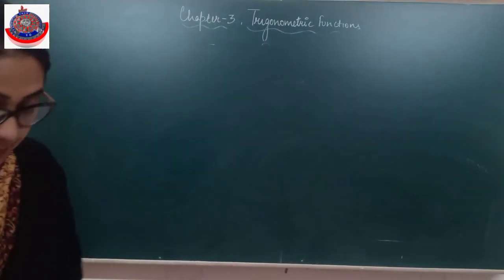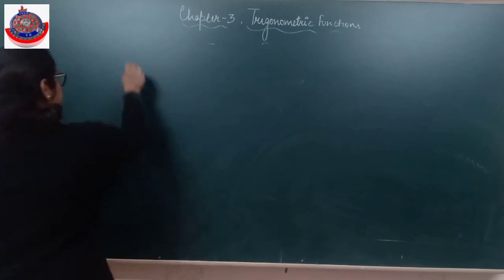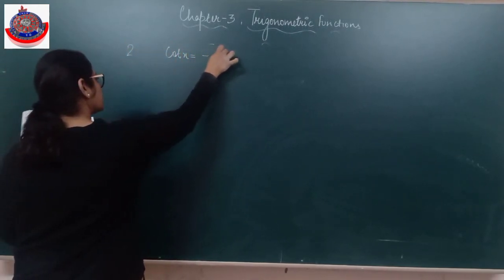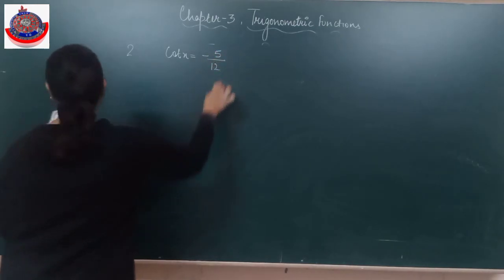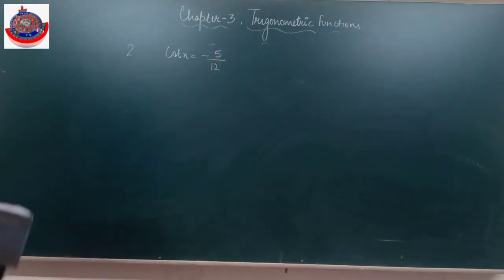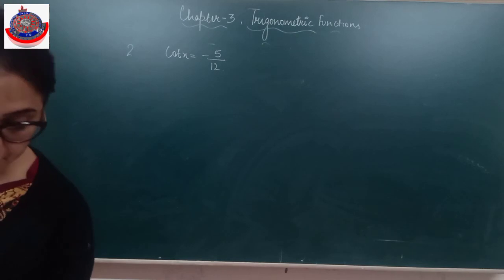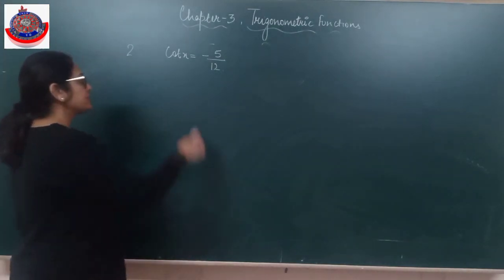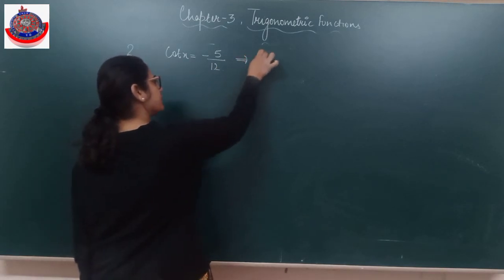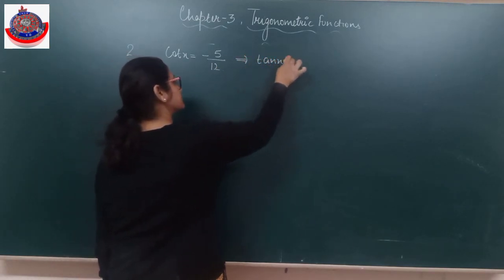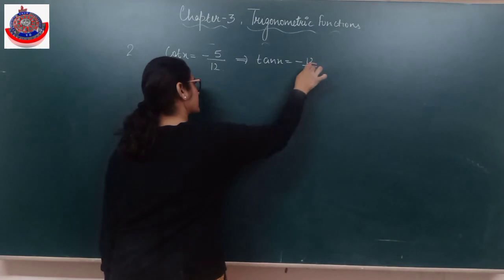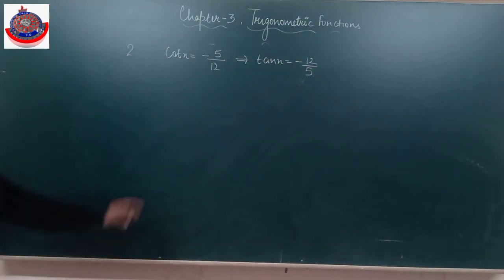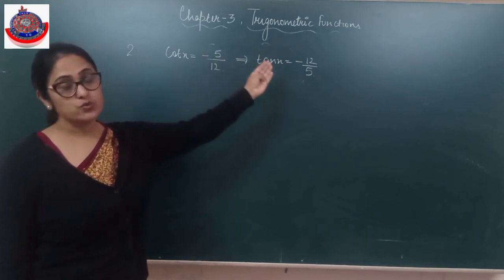Say, what is given to me? Cot x is minus 5 by 12. x lies in the second quadrant. Find the values of other t ratios. If cot is minus 5 by 12 and it is the second quadrant, then tan is clearly indicated from here. Clear? Now I can find it using either identity, that's your choice.